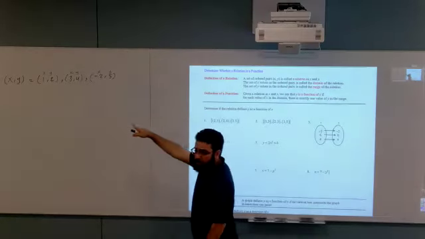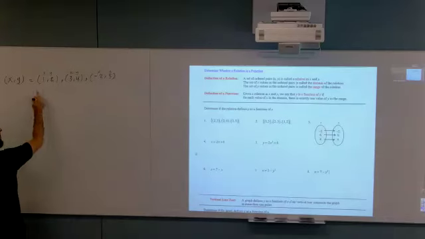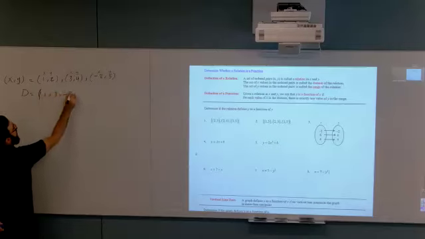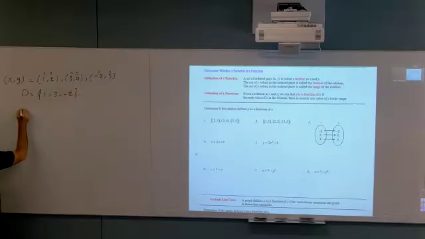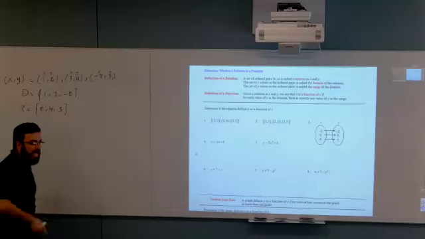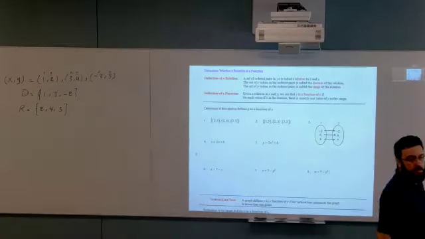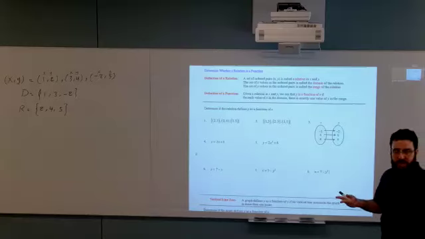The domain, for this example, is going to be all the x values. So if I write down the domain, it's going to be what? 1, 3, -2. If I want to write down the range, it's going to be what? 2, 4, and 5. Write down this note. Do not repeat the number. If they ask you for the domain, don't write down the domain twice.